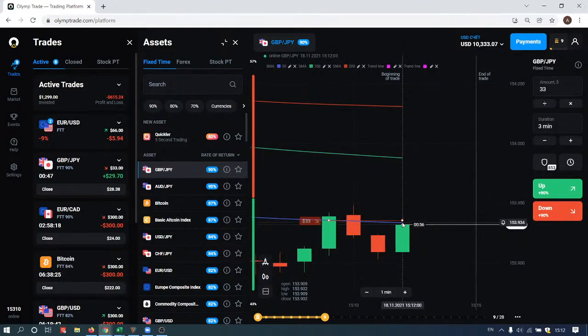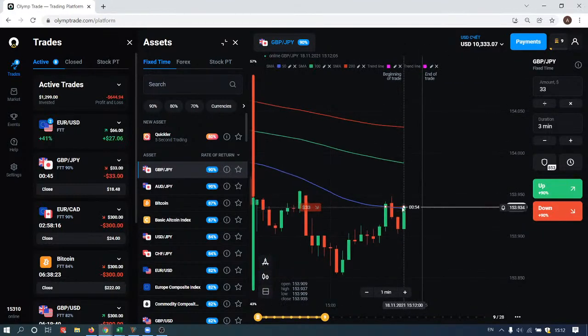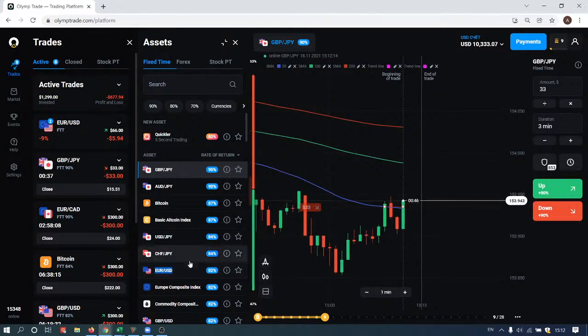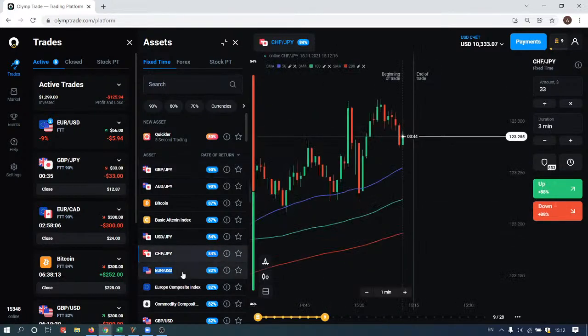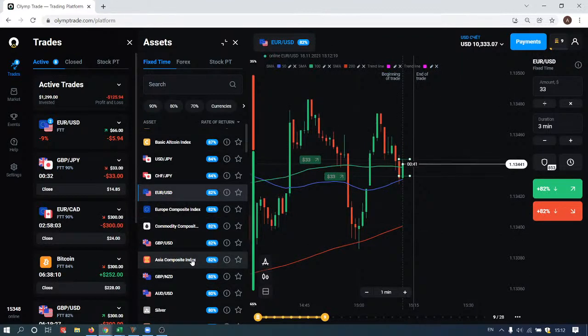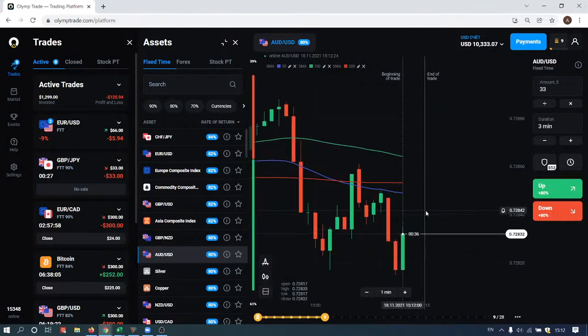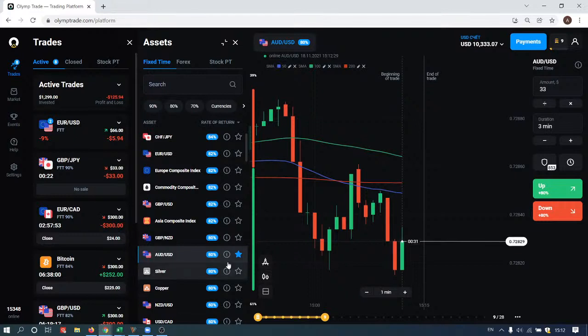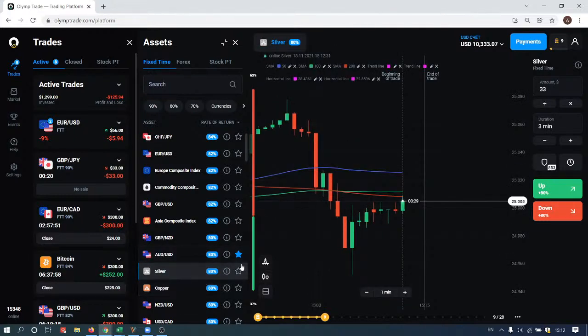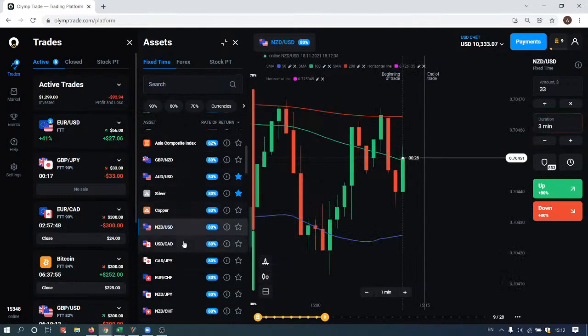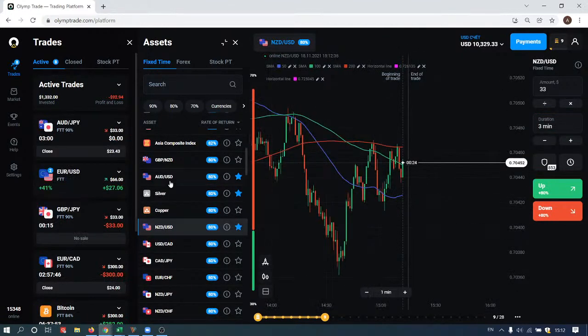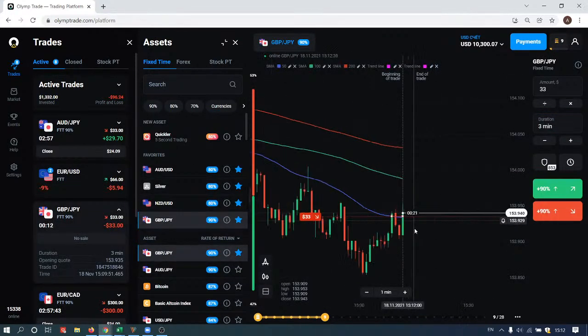So the fight for the 50 level, or the SMA 50, continues. So we're going to see how this drama ends. But so far, I think I have pretty good chance of winning here. Now, okay, I will add this asset to my favorite ones. NZD USD. All right, so this is an interesting one.